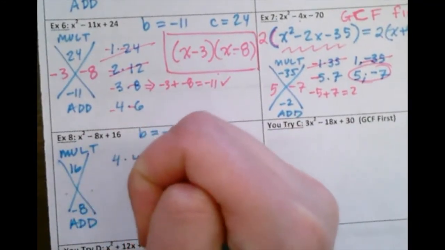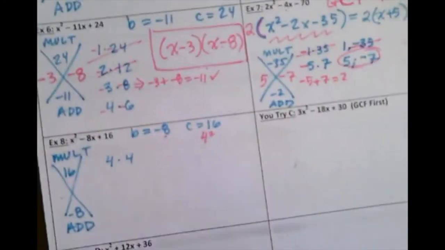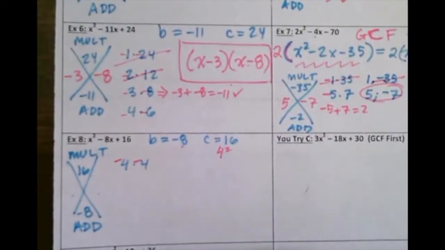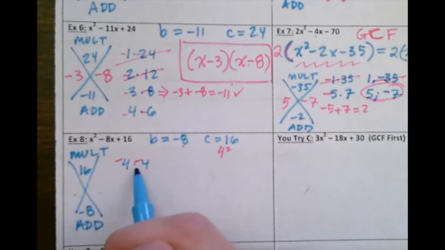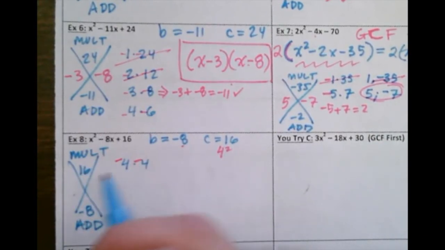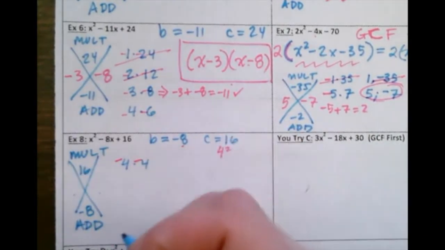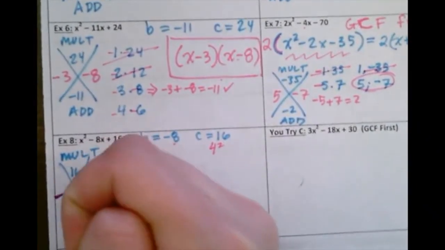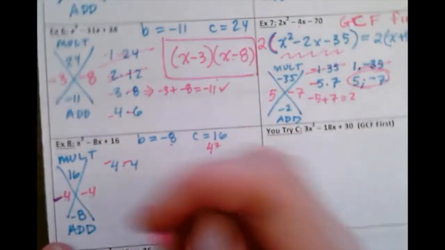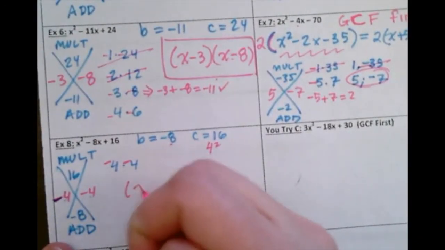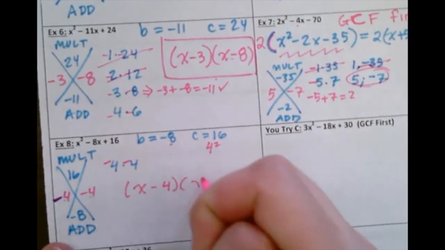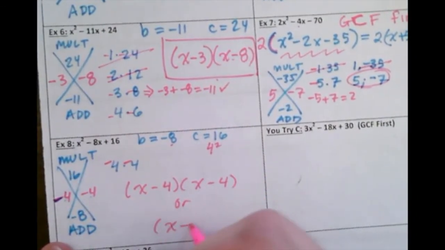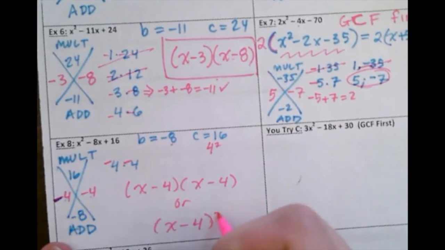So 4 times 4 is 16, but wait, I have to get to negative 8. So I'd have to do negative 4 times negative 4, because negative times negative is positive, but they will add to give me my negative 8. So then the two numbers I want to fill in here will be a negative 4 twice. So when I go to write my answer, I can write x minus 4 times x minus 4. I could write the same thing twice, or I could just write the binomial once and then say squared, right?